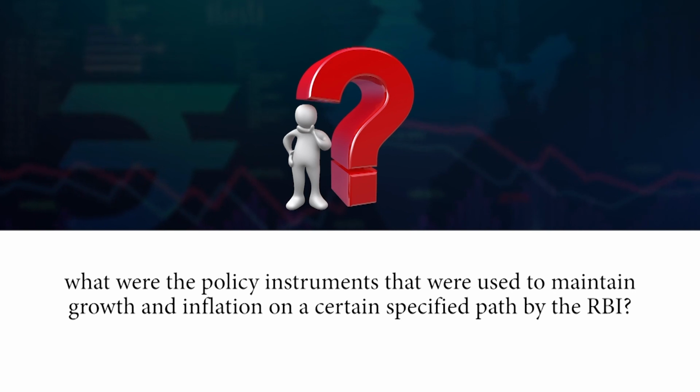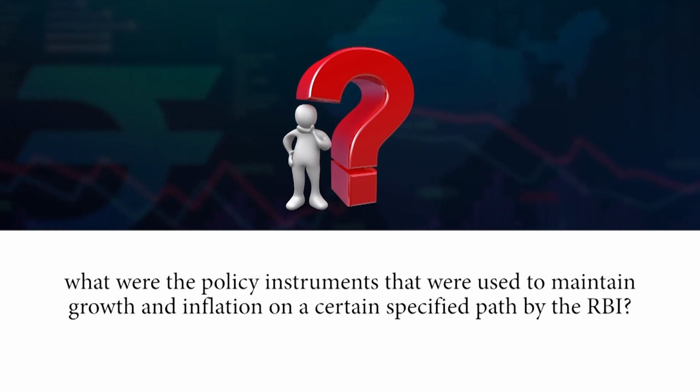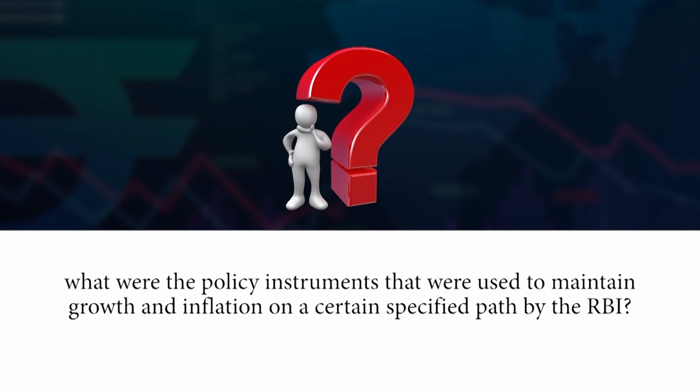So the question to you, my students, is: what were the policy instruments that were used to maintain growth and inflation on a certain specified path by the RBI?